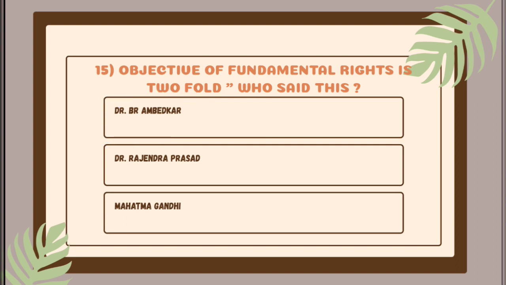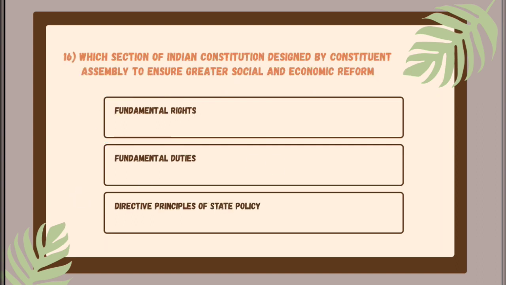Okay, next question, question number 16. Question number 16 asks which section of the Indian Constitution was designed by the Constituent Assembly to ensure greater social and economic reform? The options for question number 16 are fundamental rights, fundamental duties, and directive principles of state policy.